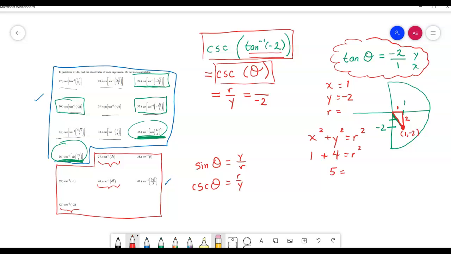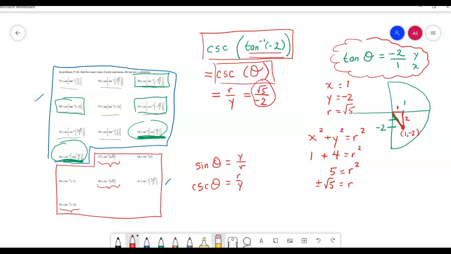So r squared is 5. So r has two solutions, but only one of which makes sense. So my r value is the square root of 5. Okay? So here's my final answer.